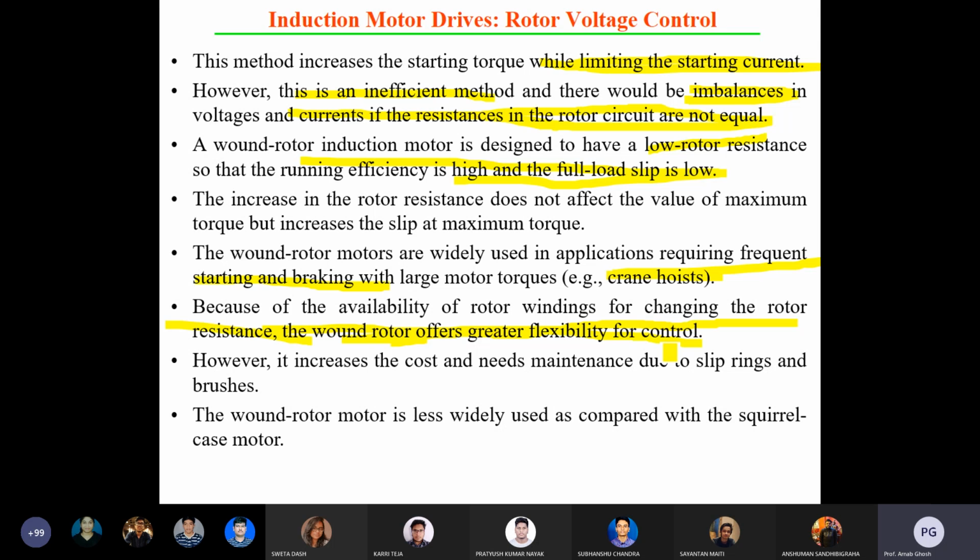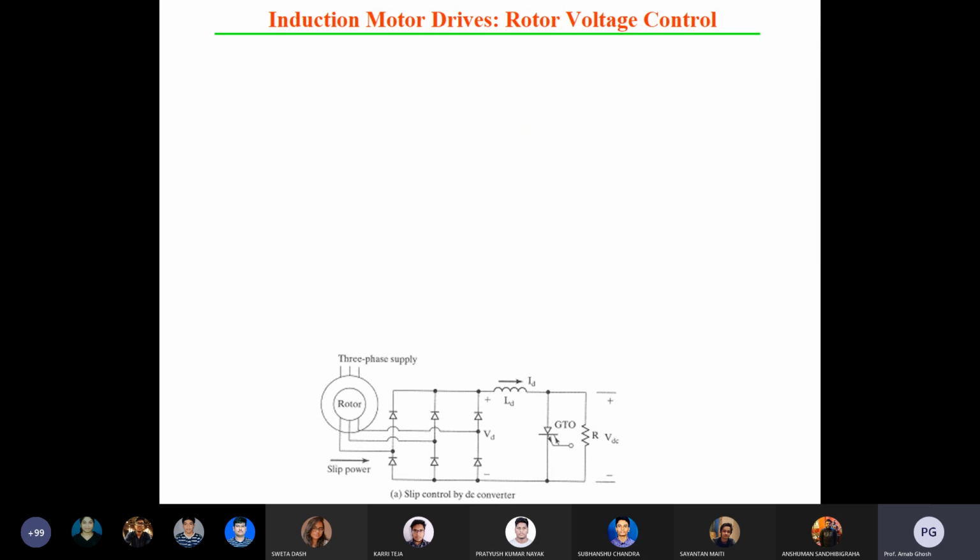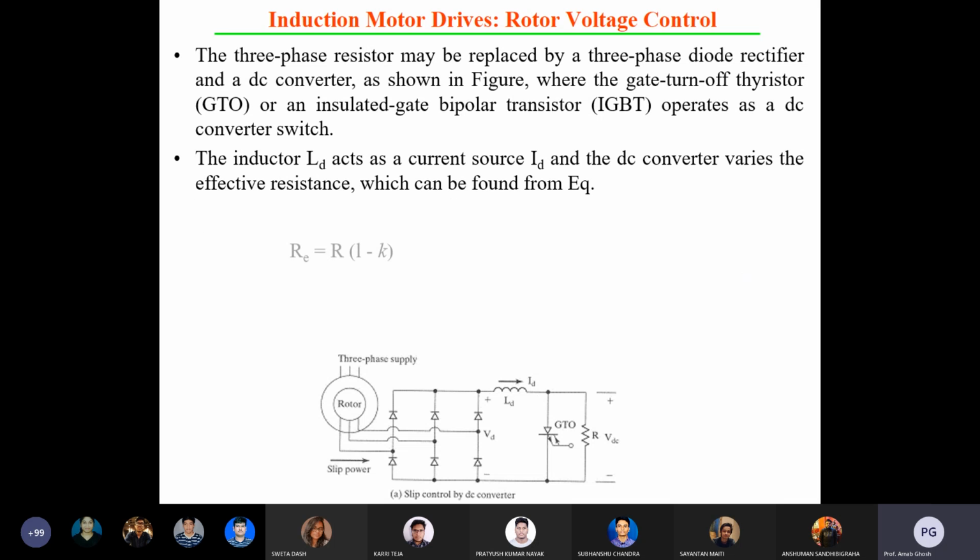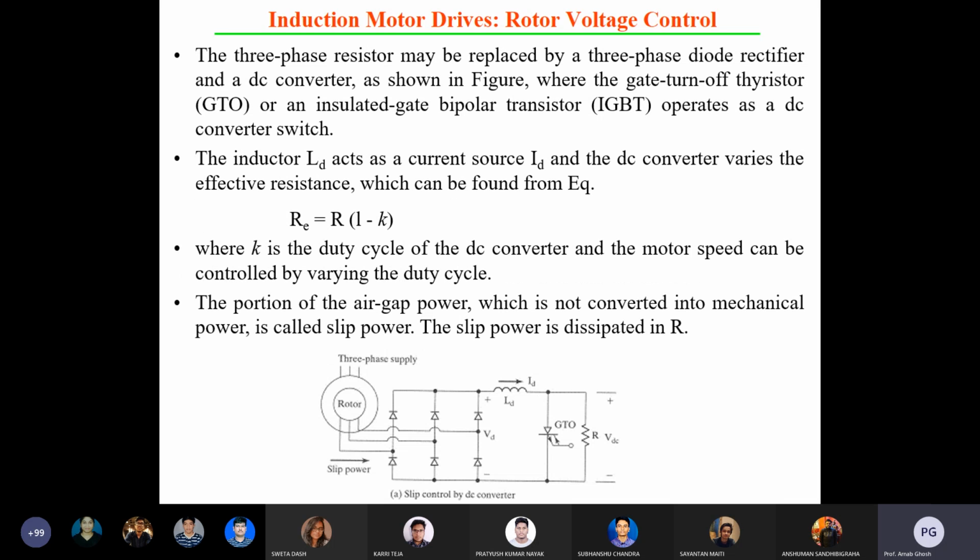However, it increases the cost and needs maintenance due to slip rings and brushes. So definitely you have to maintain it, so it may be costlier. The wound rotor motor is less widely used compared to the squirrel cage motor, so demand is not so high. You get some more benefits from that. So here you can see the induction motor drive for rotor voltage control.